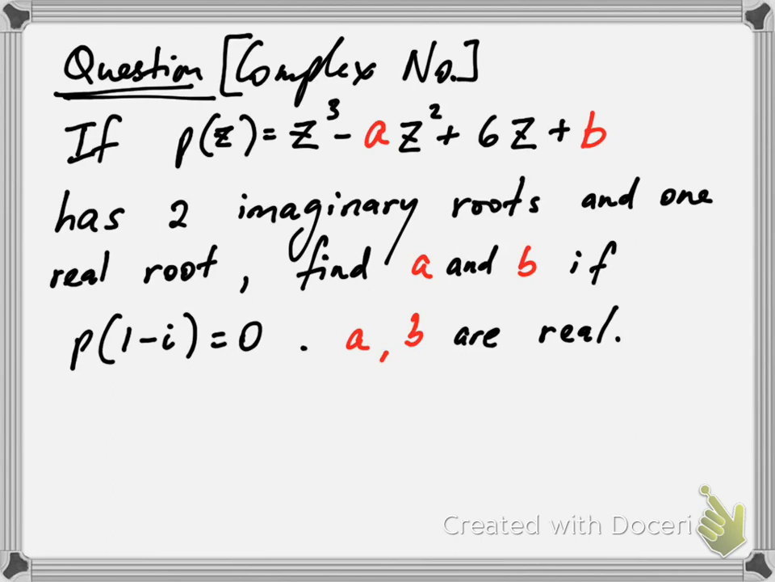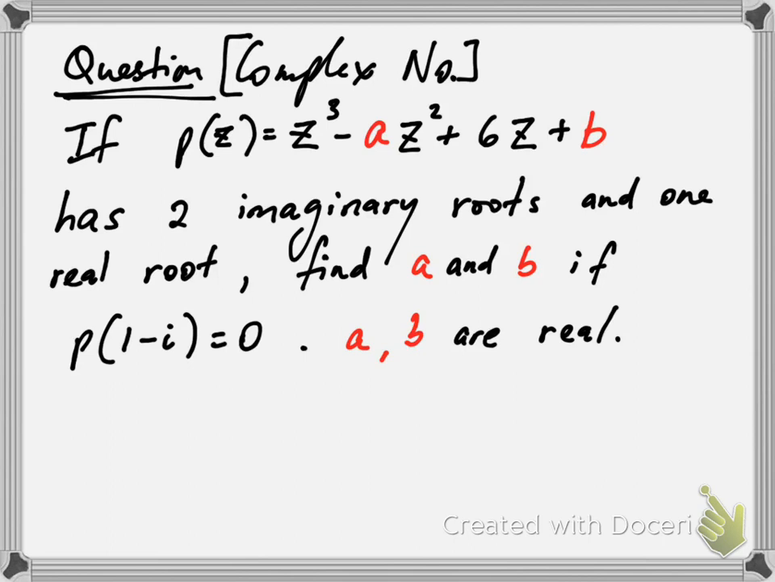P of z equals z cubed minus i z squared plus 6z plus b, where a and b are real numbers, not imaginary. And when you equate it to 0, you'll end up with 2 imaginary roots and 1 real root, if p of 1 minus i is equal to 0.